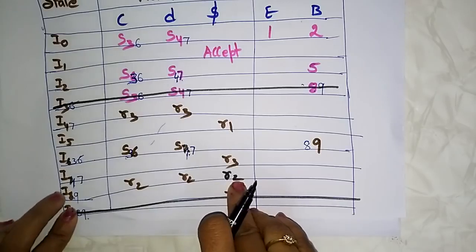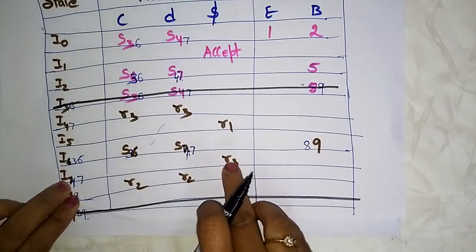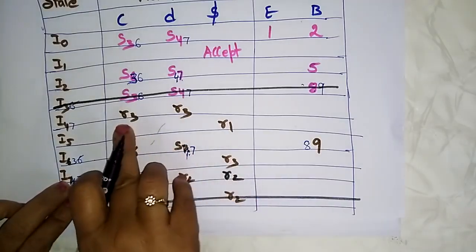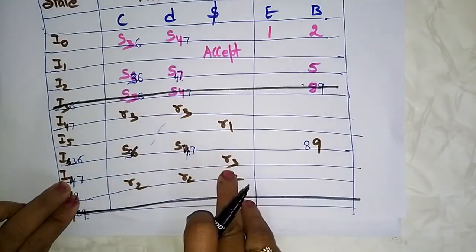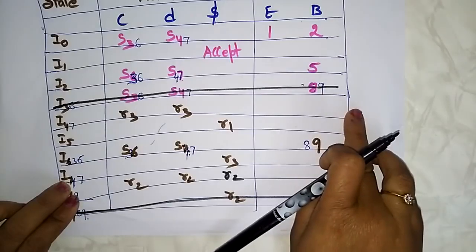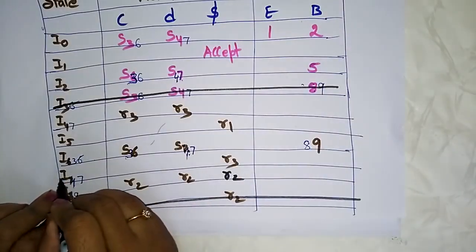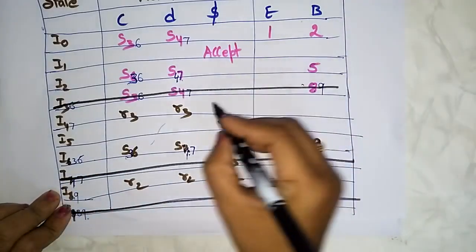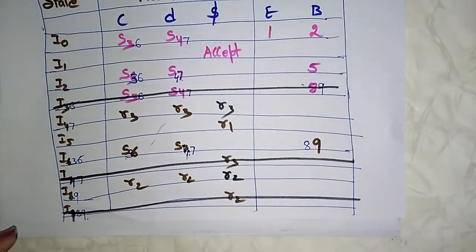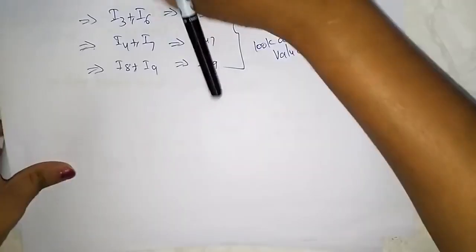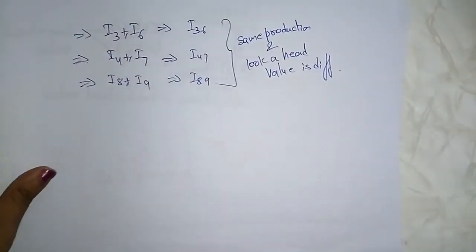Okay. So now let's check I47. Here I47 is having R3, R3 and here under dollar it is having R3 and in go to no numbers are there. So just merge here. Write R3 here. Okay. Now let's construct the new table. Let's see how the LALR table looks like. So it's just the same as the SLR1 table.